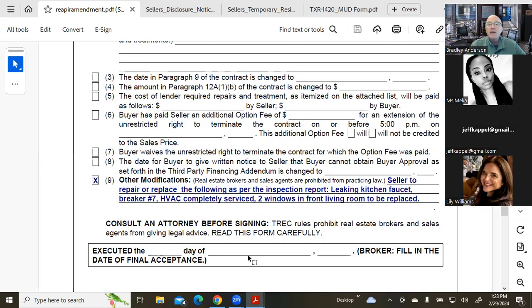Okay. Any questions on that? Who pays for the inspection? The buyer. Buyer does. All right.